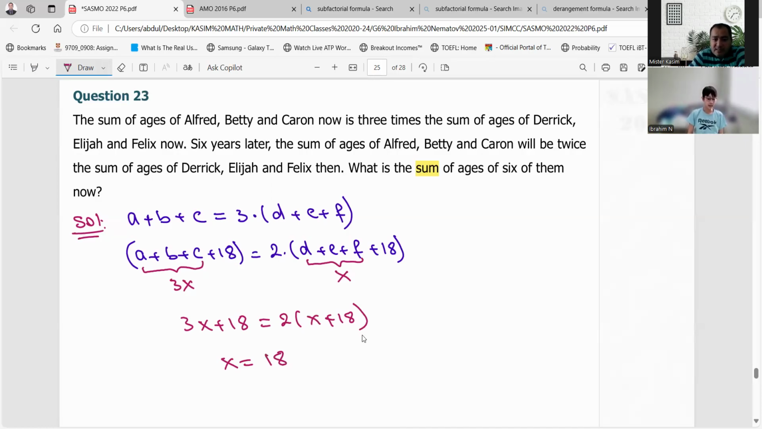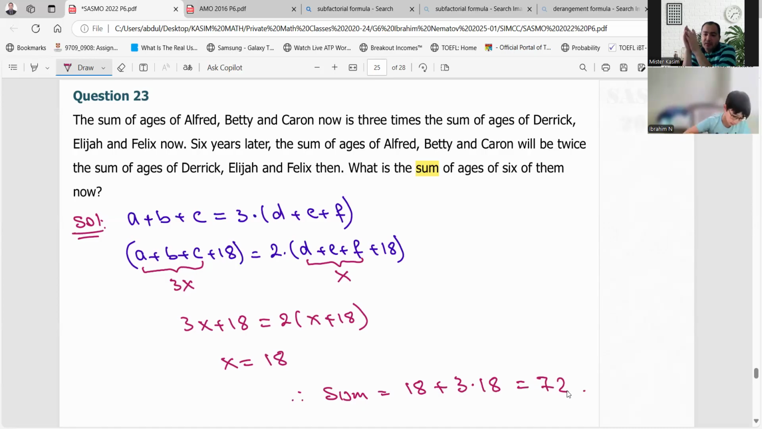So we have to find the sum of their ages, right? If D plus E plus F is 18, then A plus B plus C will be 3 times 18, which is equal to 72. And that's the power of algebra: just labeling and simplifying. Instead of telling me what is in the box, just tell me that it's box X. I know what it means to me.